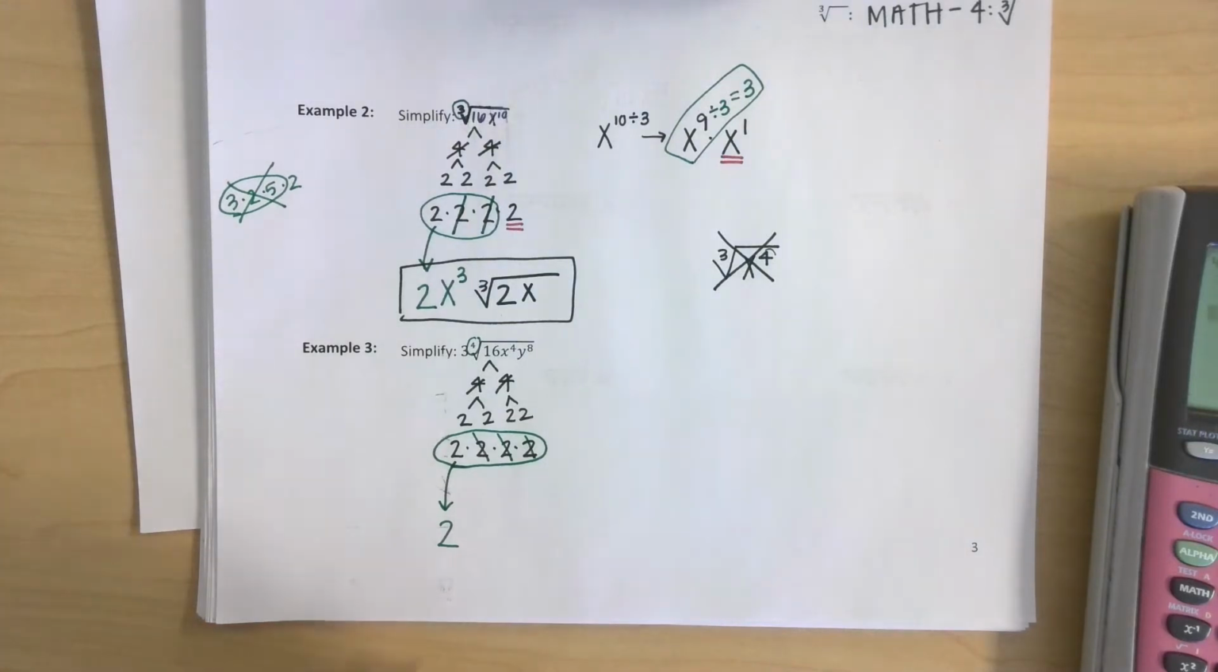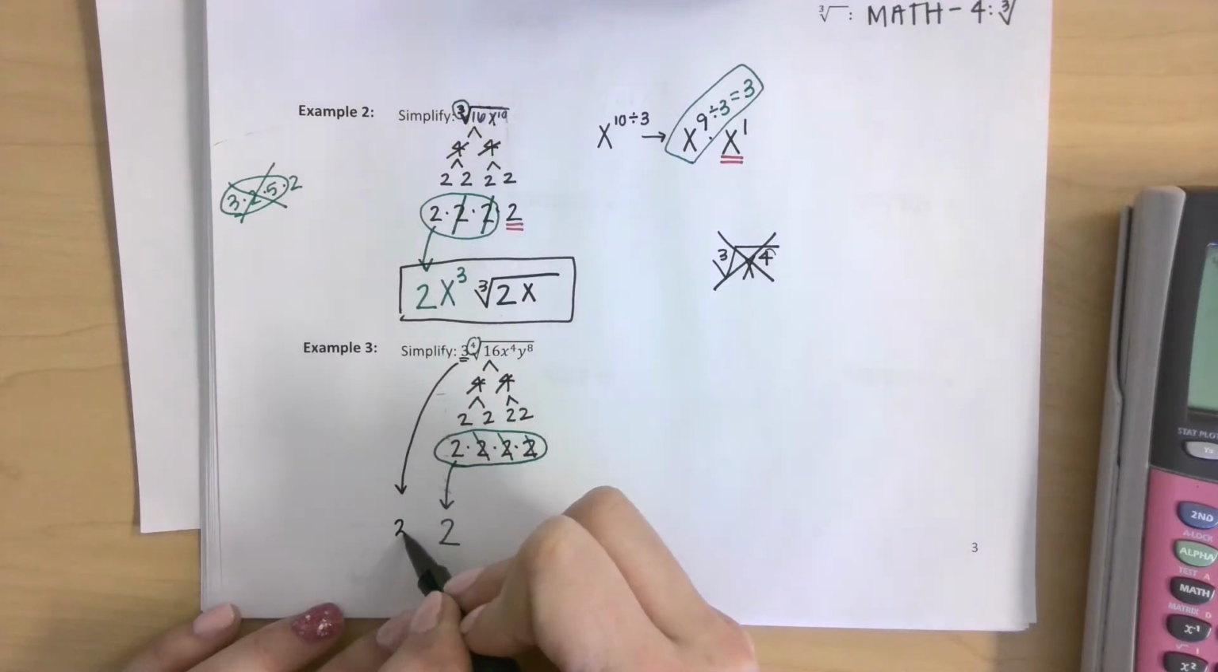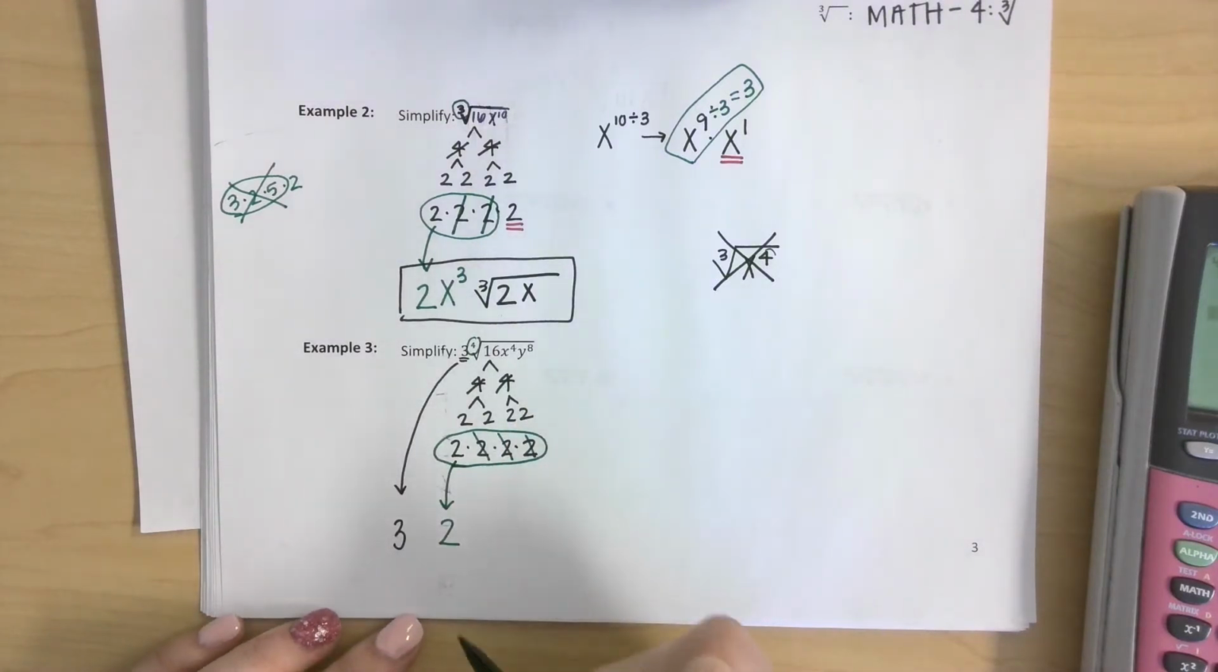There was a little 3 already outside the radical, so that 3 is going to stay on the outside, and those numbers that have now escaped from jail are going to multiply together.